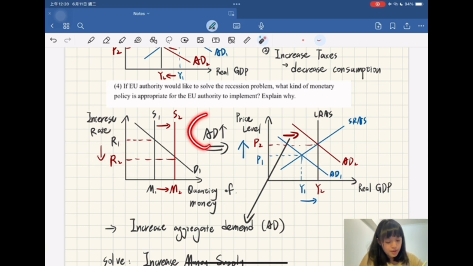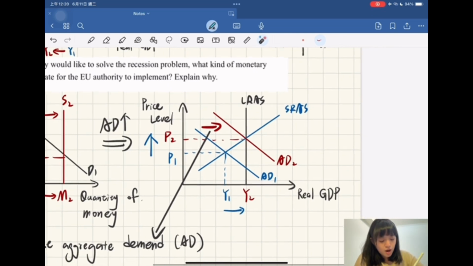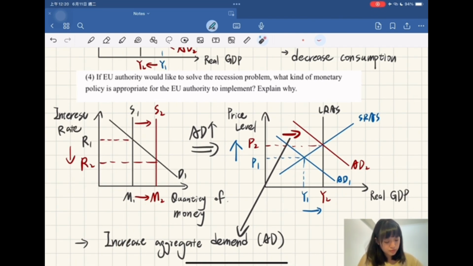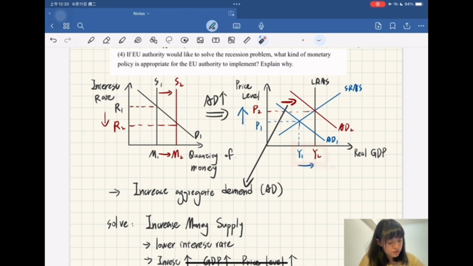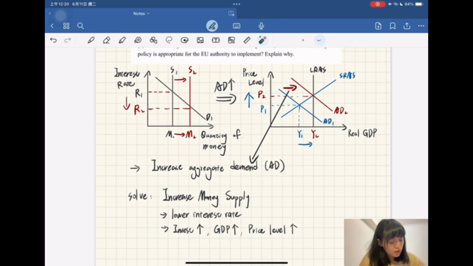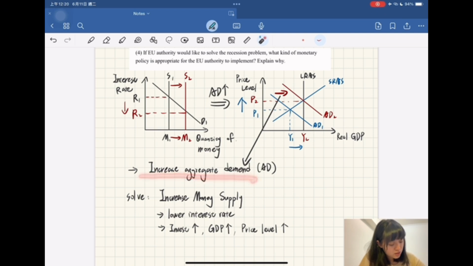Why is that? Because as we increase the money supply, the money supply curve shifts right, and so it can cause the interest rate to be lower. While the interest rate is lower, the aggregate demand will increase. So if we discuss in the graph, we can see that the aggregate demand curve shifts right, from here to here, and the equilibrium point from here to here. And what will it cause? It causes the real GDP output to increase, and the price level to increase too.